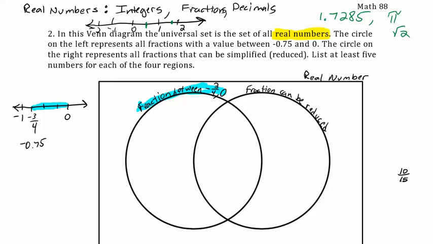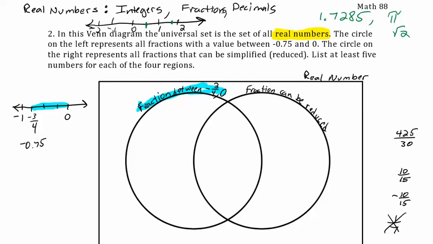10/15. That can be reduced. So that is a fraction that can be reduced, or negative 10/15. That can be reduced. A number like 1/7, that can't be reduced. That's already reduced, so we wouldn't say that. It could be an improper fraction like 425/30. That can be reduced because they both have a factor of 5.